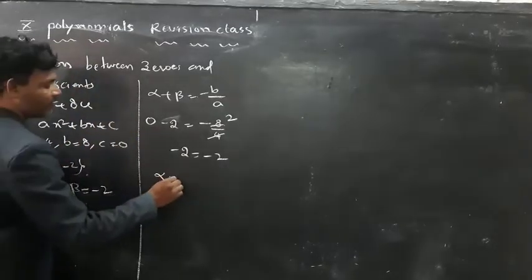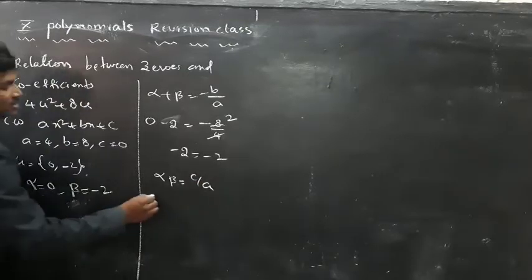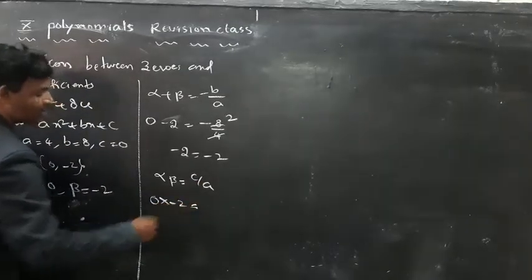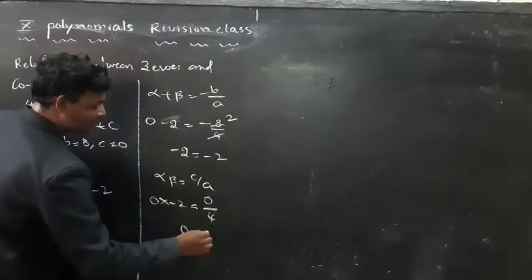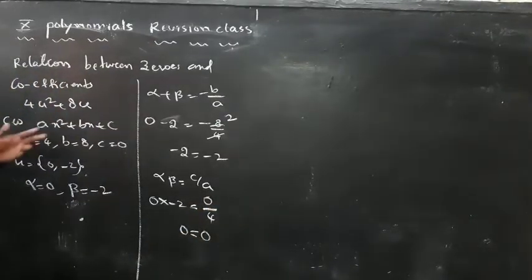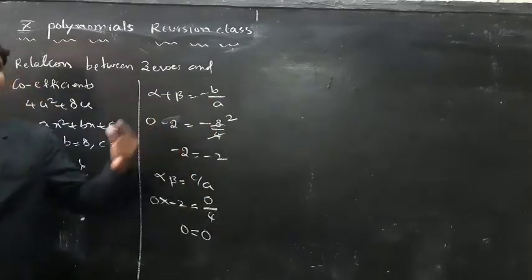Then the product of zeros. What is that? Alpha beta is equal to c by a. What is the value of alpha? 0 into minus 2 is equal to c by a, that is 0 by 4. It is 0 is equal to 0. So sum of zeros verified and also product of zeros verified.